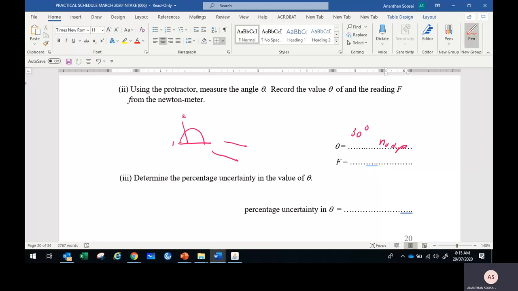Your force, the Newton meter that day you checked. What is the smallest scale? 0.1. So you have to go for half of the smallest scale, because it's analog. So 0.05. So the reading here must be how many d.p.? 2 d.p. Whatever force you wrote must be 2 d.p. 5 Newton, you must write 5.00, 2 d.p., half of the smallest scale. Analog must go half of the smallest scale.